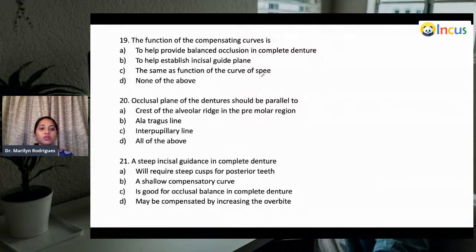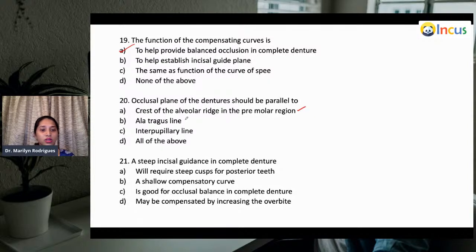Same as the function of curve of P, or none of the above. The answer to this is A, 19A. Question number 20, occlusal plane of dentures should be parallel to crest of the alveolar ridge and premolar region. Yes, it should be parallel to this.